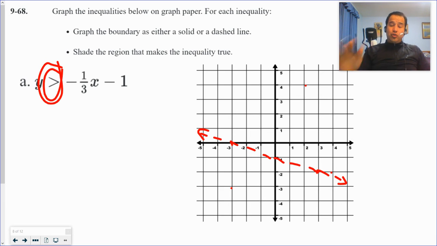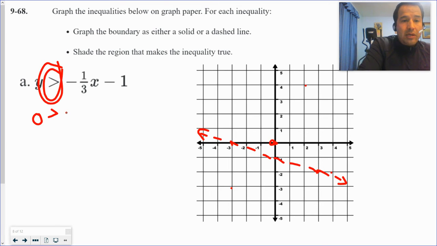The best trick, ready for it? Here we go, ready? Go on break. No, I'm kidding. The best trick is to pick the origin. As long as the line's not on the origin, pick the origin. The origin is the easiest point to check here. And you're going to actually just check it.